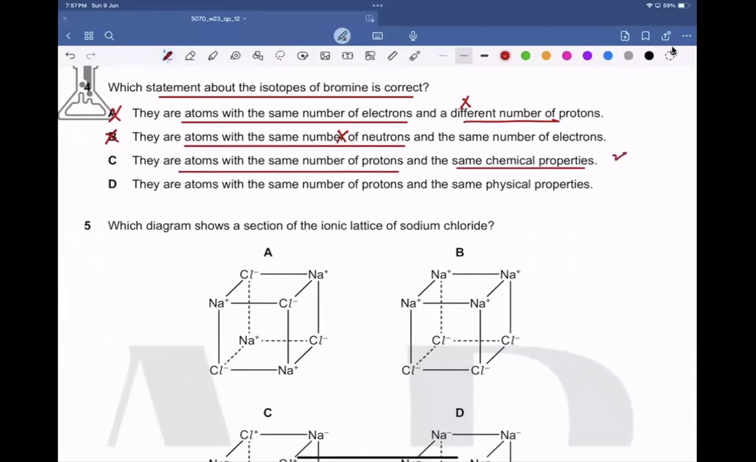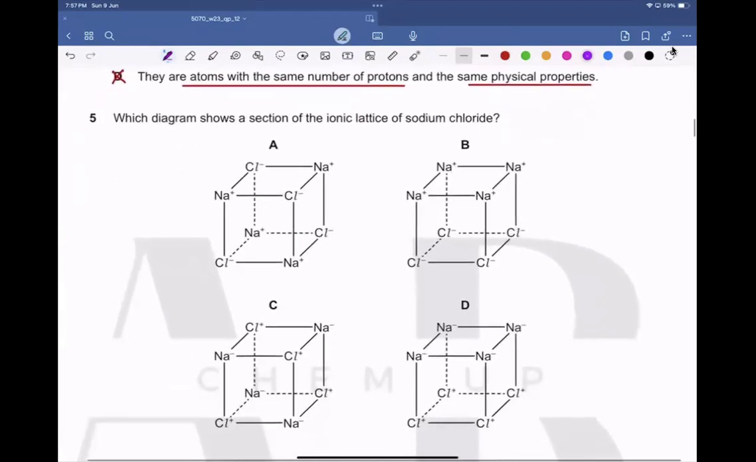Yes, isotopes do have the same chemical properties. They are atoms with the same number of protons and the same physical properties. Their physical properties are not the same. Yes, very good, Khadija. Isotopes have the same chemical properties, but not the same physical properties. So C is the correct answer. Now question number 5.